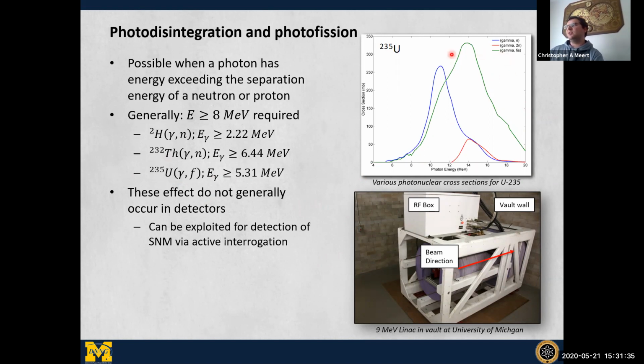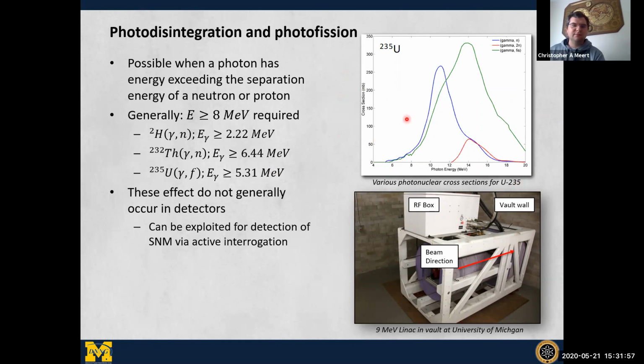Green curve is gamma fission, photofission, red, gamma 2N, and blue, gamma N. So you can see, for example, the green curve starts at about 5.1, matching our figure. You can see how they get much larger when you get to much higher energies, peaking at, say, 14 MeV about. And you can see these cross sections are in the millibarn range.